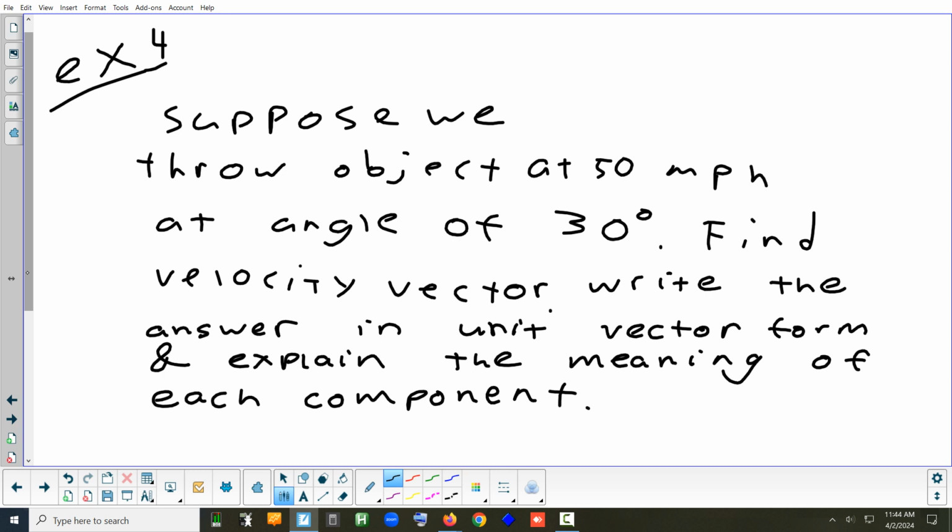Okay, so you're going to get numbers. And the numbers have a meaning in real life if you were to do this. It tells you something. Okay, but the first step is find the velocity vector.